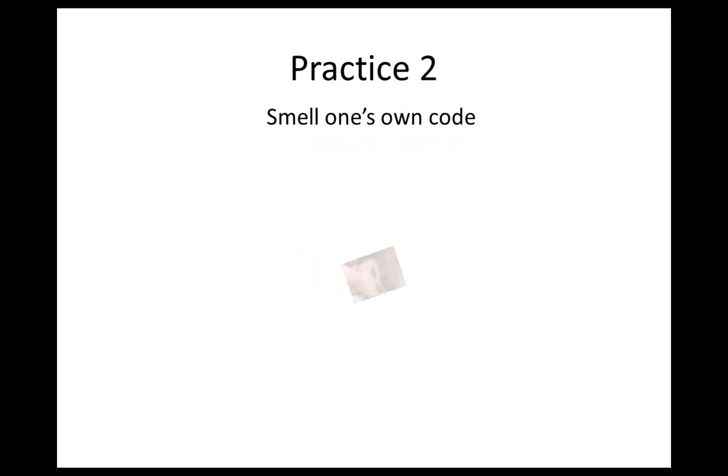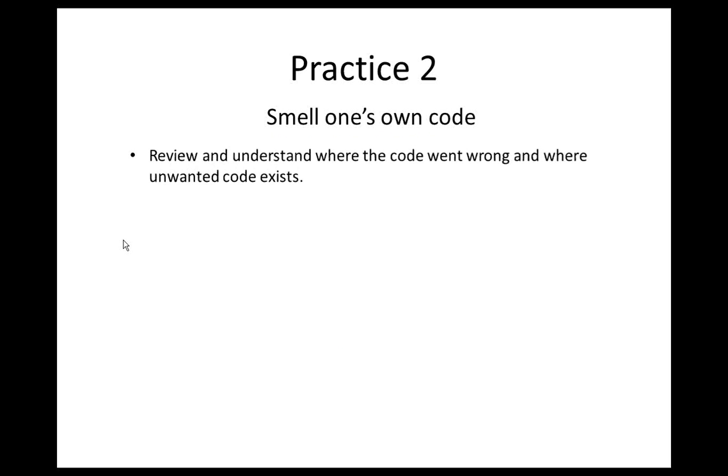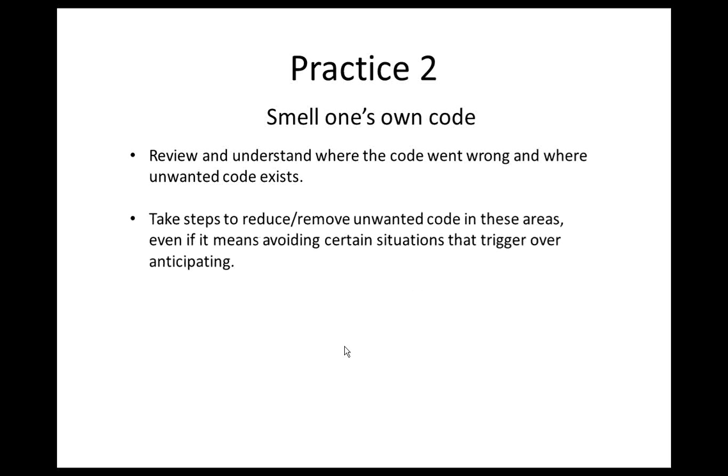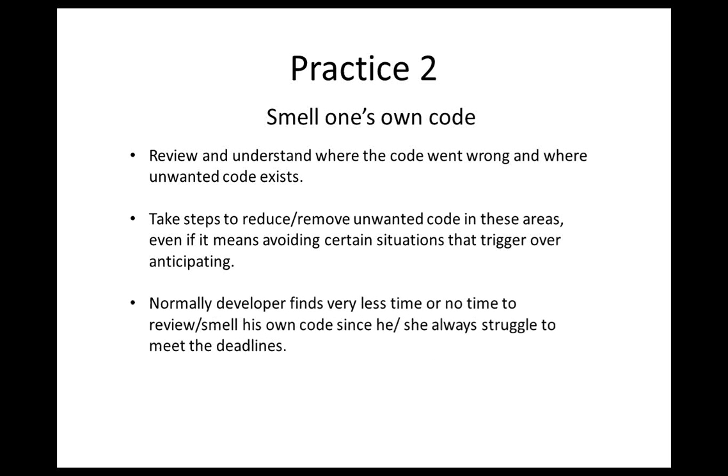But how can we do that? It's very simple to say, but very difficult to practice. So review and understand where the code went wrong and where the unwanted code exists. Take steps to reduce and remove unwanted code in these areas. It may be possible that you are avoiding certain situations where you are doing the anticipation also. And normally we find very little time or no time to review or smell our own code because we are always struggling to meet deadlines.